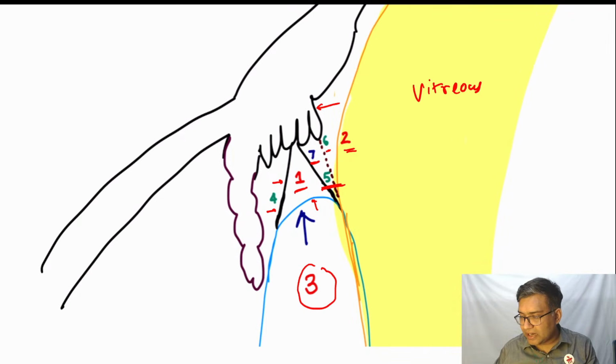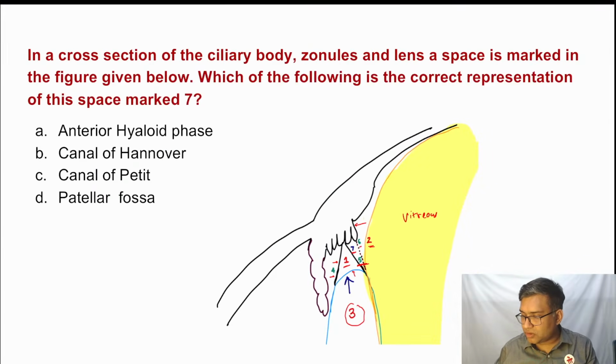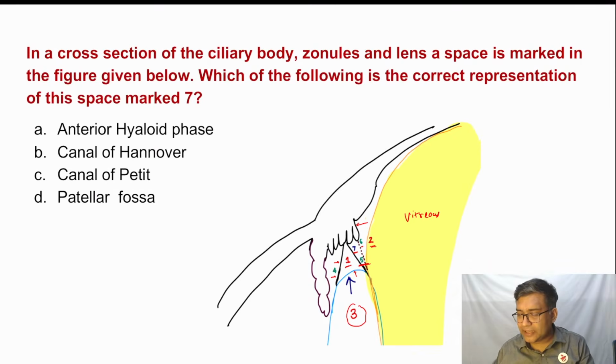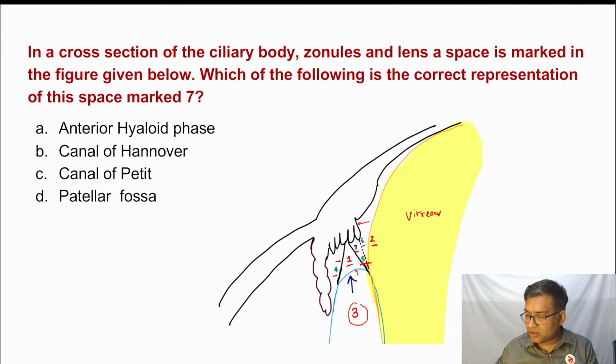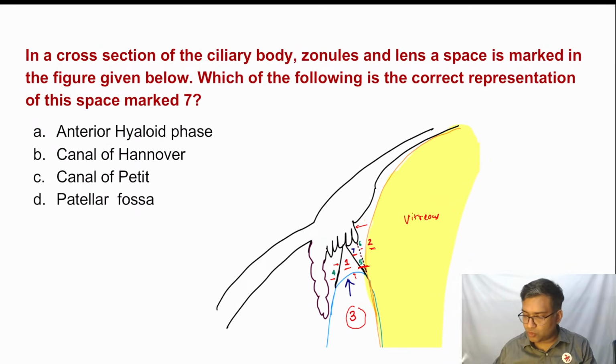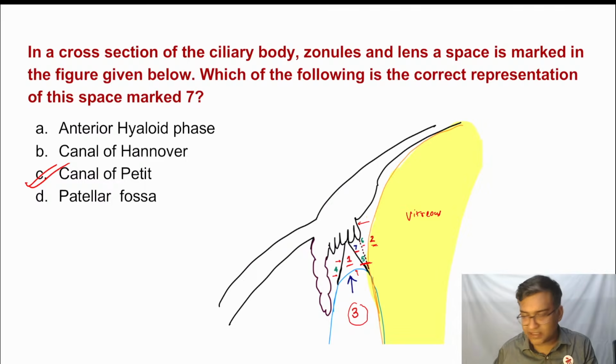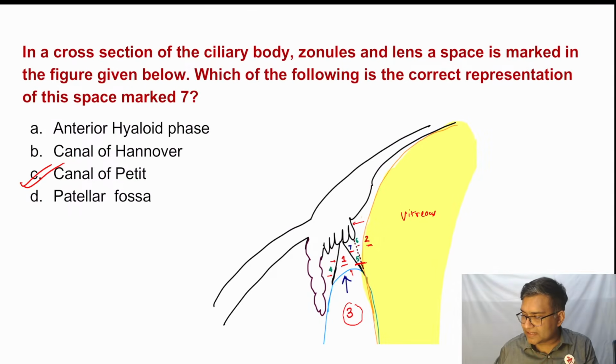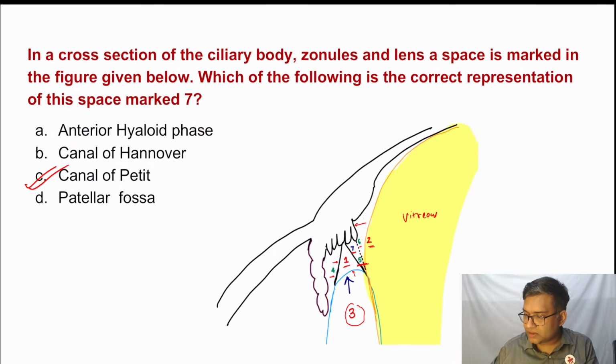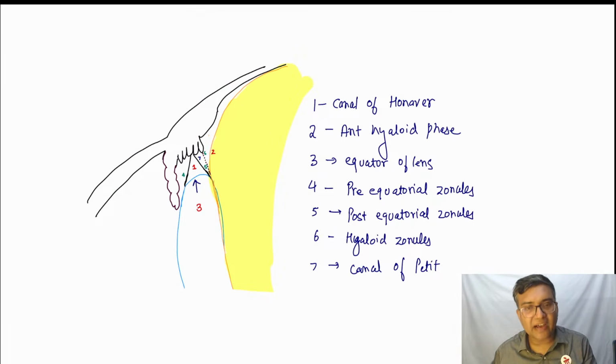Okay, so here I am just showing you the question again. They have asked about the space 7. So what is this space 7? This space is basically called the canal of Petit. If any one of you wants this diagram, you can just message me, or you can take a screenshot of this one. We would be putting it in our app also. This is how the various spaces of the ciliary body would be.